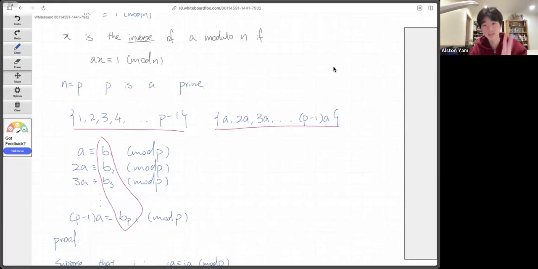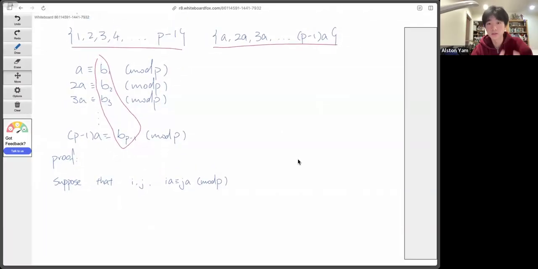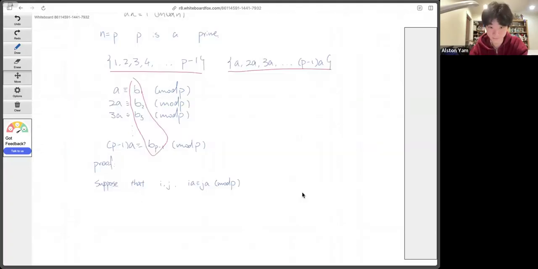If we have two numbers in the second set that are actually the same under mod p, well, if that was true, then my claim would be wrong, right? Because how contradiction works is that I start with a false claim, arrive at a contradiction, and prove that the thing I claimed was actually wrong. So the result that I wanted to prove is in fact correct. So we have i and j, and we suppose, for the sake of contradiction, that ia is congruent to ja mod p.